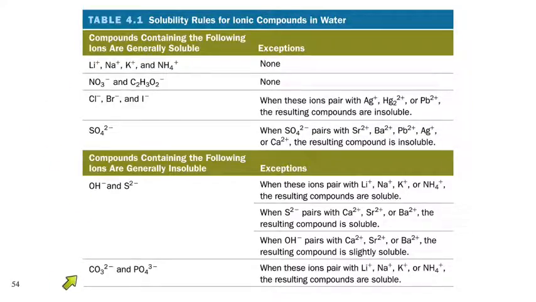Okay, so how do we use these? They're actually not as hard to remember as it looks. So the top half of this table is talking about compounds containing the following ions are generally soluble. So these guys, if you see that in the formula, it's generally soluble except over here. In the bottom half, these are generally insoluble. Hydroxides, sulfides, carbonates, phosphates, except these guys.